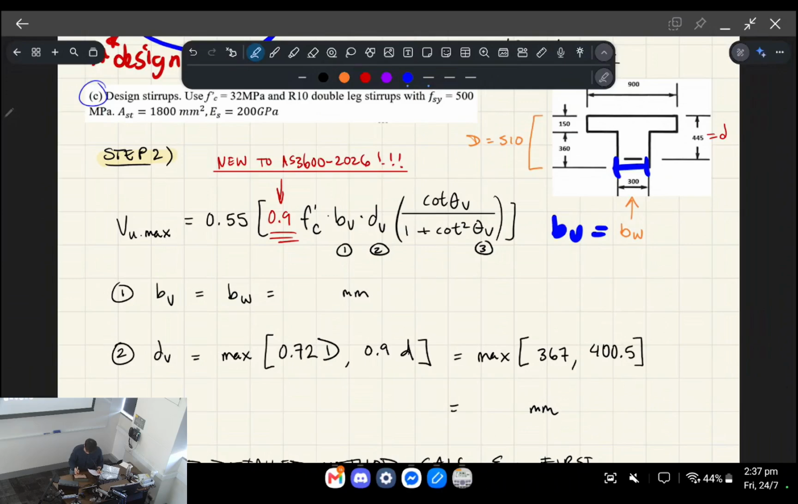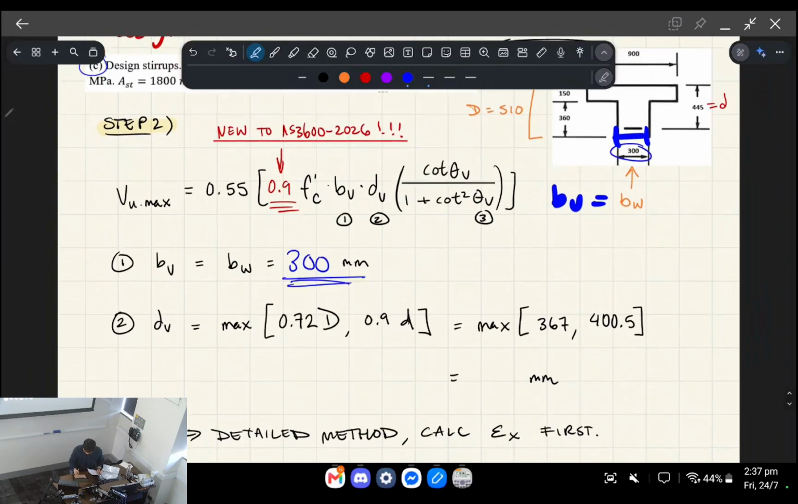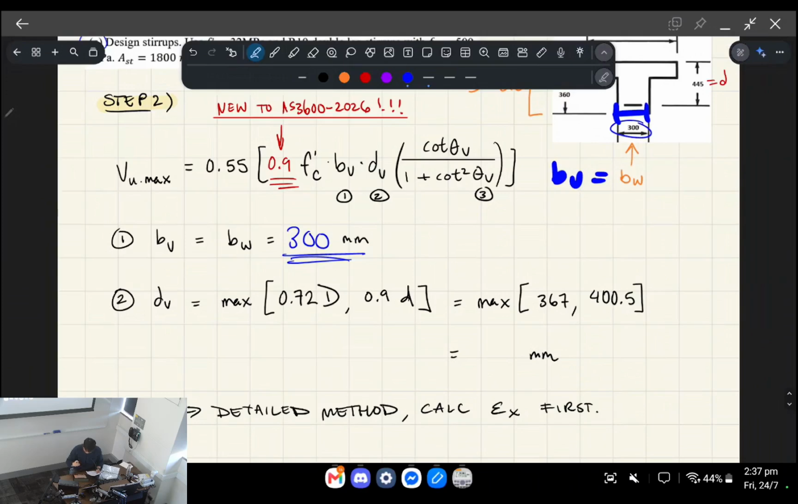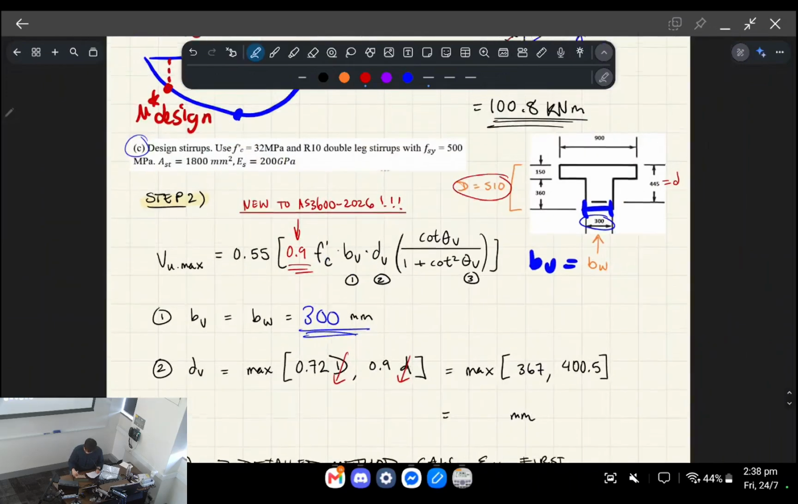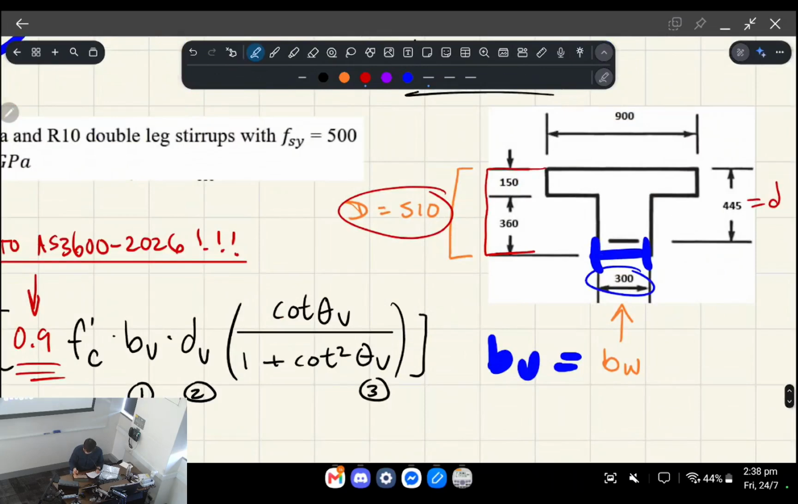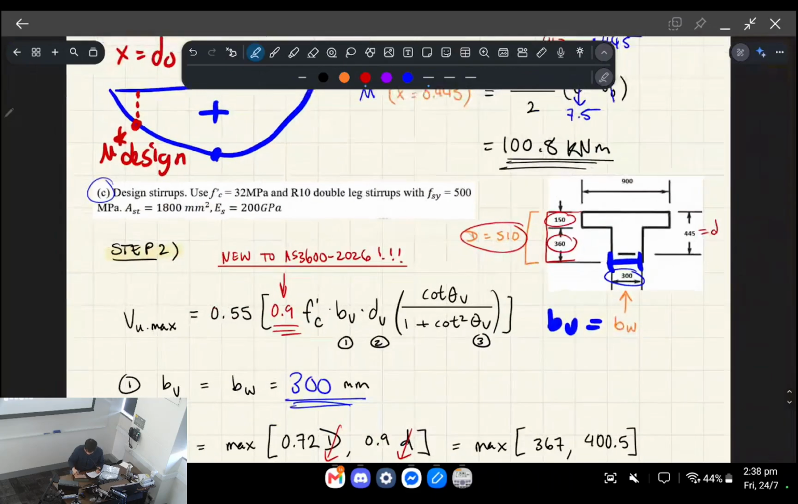I'm changing colors like crazy. So we want 300 mil, we want to put in 300 mil for the shear width. The second one is the internal lever arm for your beam. So that follows this formula, which is the max between two things. It's the max between D, the overall depth, and you can get the overall depth by adding the depth of the flange to the depth of the web, so you have 510.